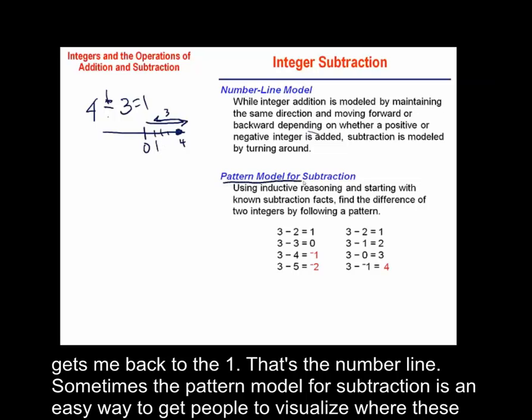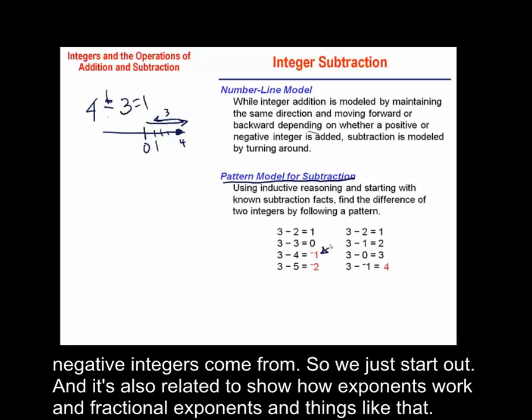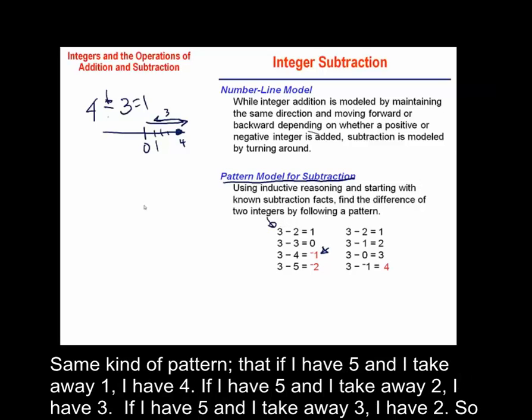Sometimes the pattern model for subtraction is an easy way to get people to visualize where these negative integers come from. It's also related to showing how exponents work, and fractional exponents, things like that. Same kind of pattern: if I have 5 and I take away 1, I have 4. If I have 5 and I take away 2, I have 3. If I have 5 and I take away 3, I have 2.